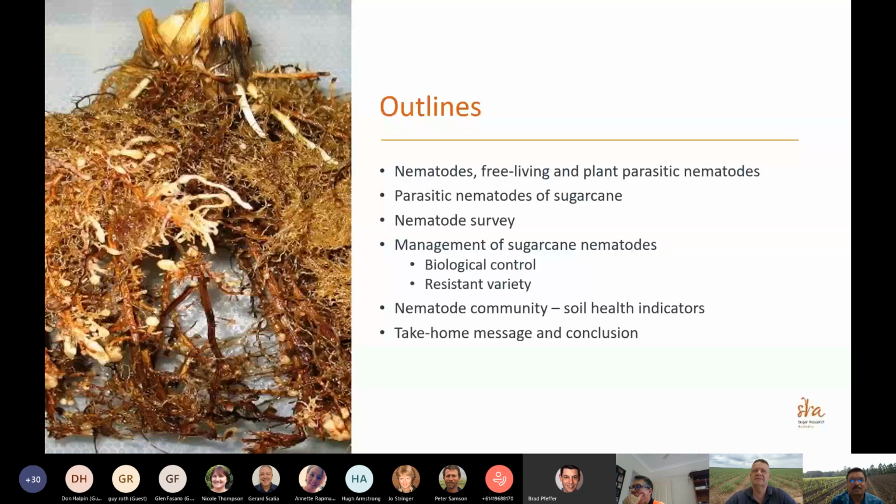And then I'll be talking about the management options. I'll talk about different management options for nematodes, but in particular the work we have done for the last 10 years. And at last, we'll be talking about the nematode community, how we can use nematode community analysis as an indicator of soil health. So let's move on.